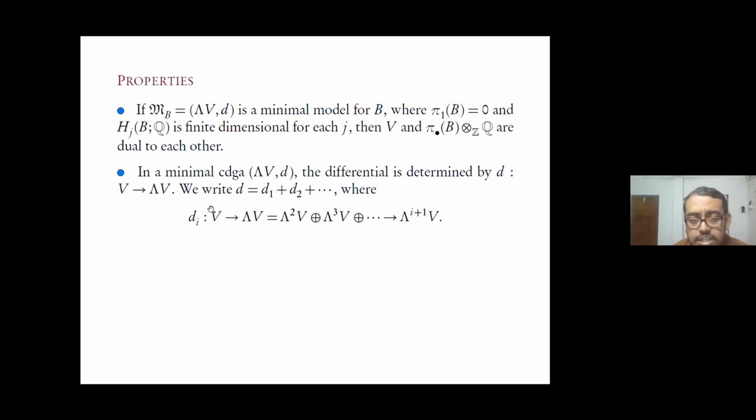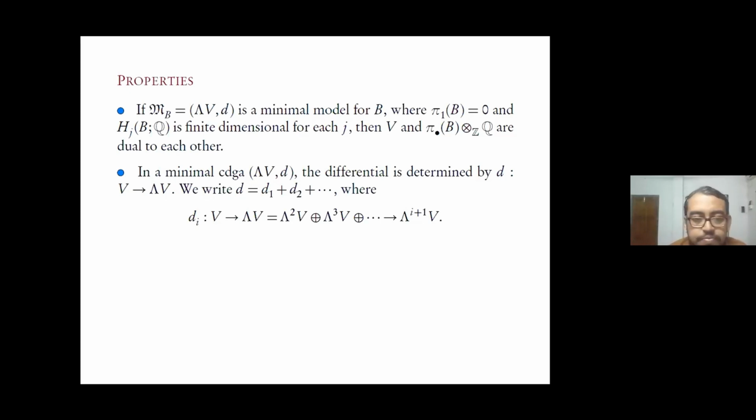So Di is simply the restriction of D. After applying D, I just project it onto the wedge i plus 1 of V, and I call that Di. And this equation simply means you can extend Di again by the Leibniz rule, and this is simply saying D is the sum of these extended maps. So there's a shift of 1 because D1 is going to map from V to wedge 2 of V. D2 is going to map V to wedge 3 of V, and extended by Leibniz.